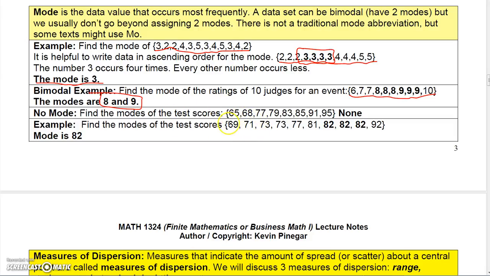If you want to find the mode of the test scores that we were dealing with in this problem, you can put them in ascending order, and you can see that 82 occurs 3 times, 73 occurs twice, but 82 occurs more than that, so 82 would be the mode. So those are measures of centrality, or measures of central tendency. And in the next video, I'll talk to you about measures of dispersion.